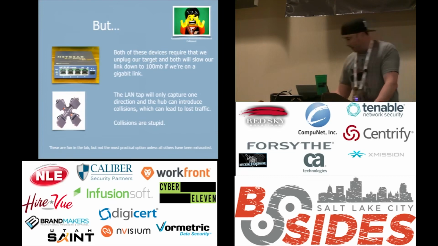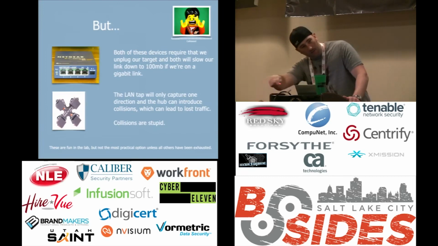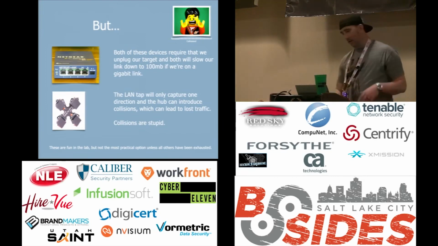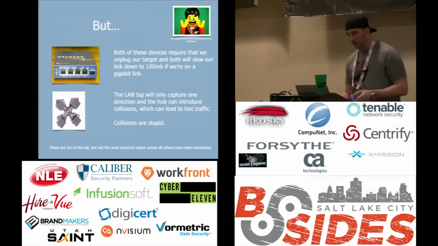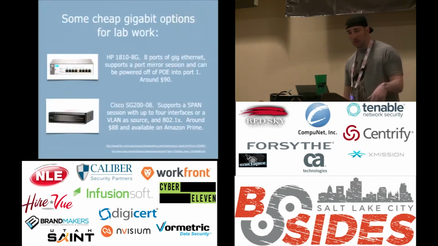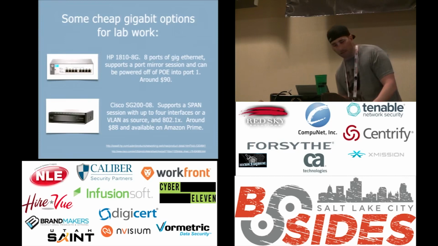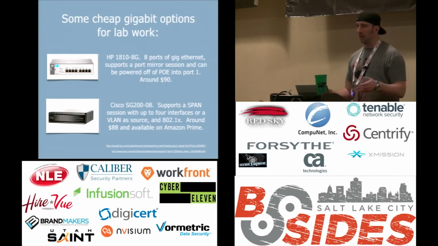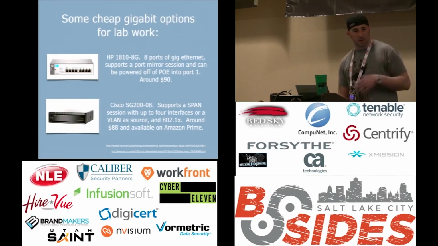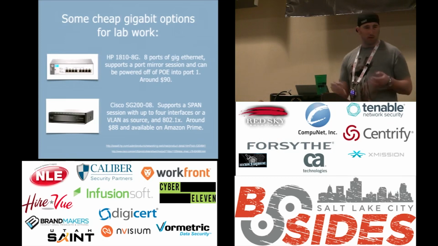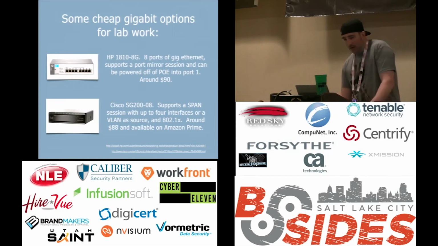So another key point, if you introduce a hub into your network, collisions are stupid. We don't need to introduce collisions. If this is all you have for a lab environment, it's fine. But realistically, if you're going to do a lot of PCAP scenarios, I would recommend looking at an inexpensive switch. So here are just two options. Every vendor has something that plays in this space. The thing you want to double check is whether or not it supports a monitor mode or a SPAN in the case of Cisco.